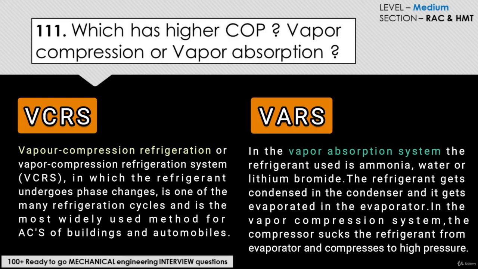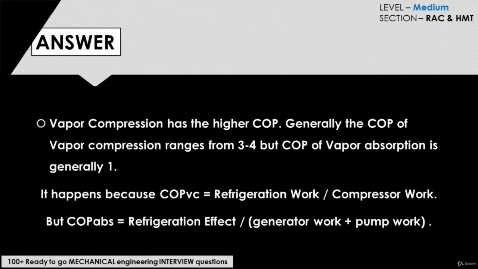The refrigerant gets condensed in the condenser and it gets evaporated in the evaporator. In the vapor compression system, the compressor sucks the refrigerant from the evaporator and compresses it to the high pressure. The answer to this question would be vapor compression has the higher COP.